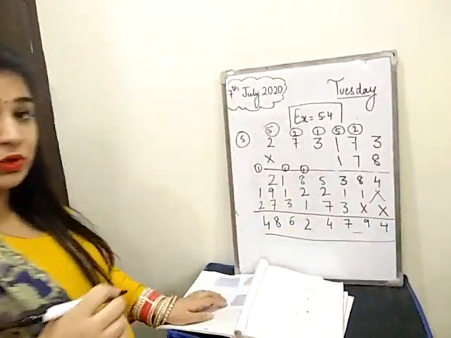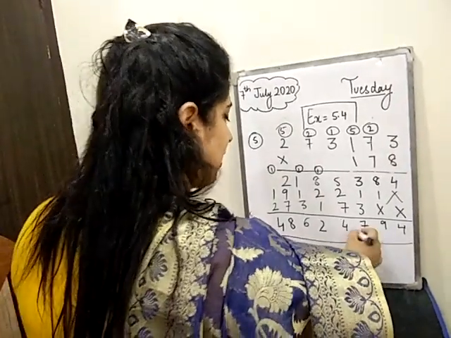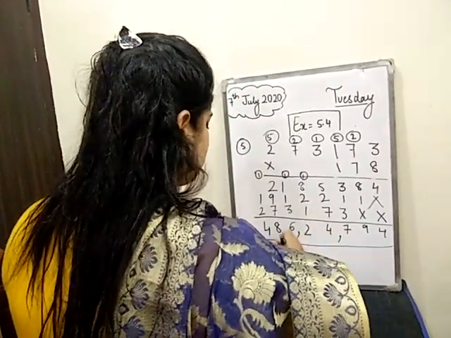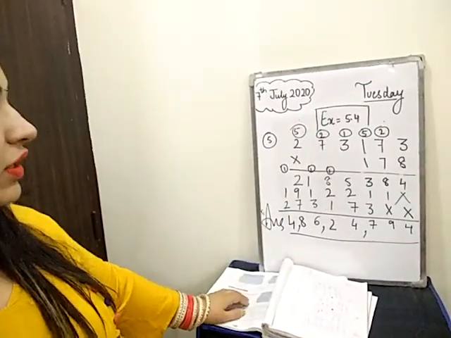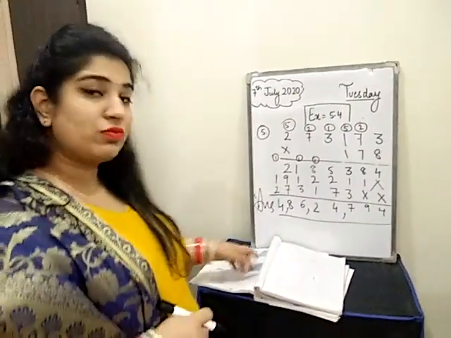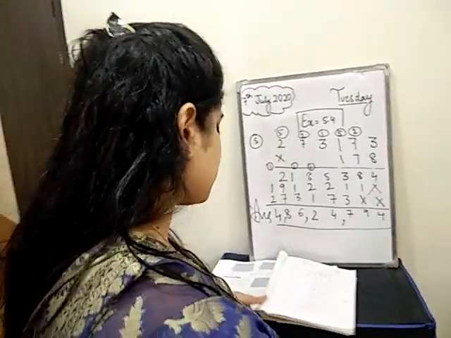Again, now you will put commas according to the Indian system. I am putting after 3, 2, 2. And this is my answer. Clear? One more part I am explaining to you of this question only.